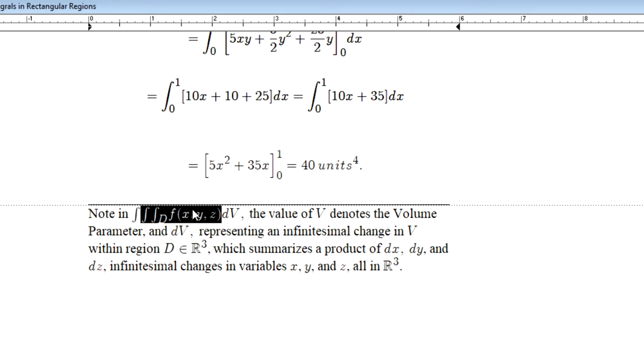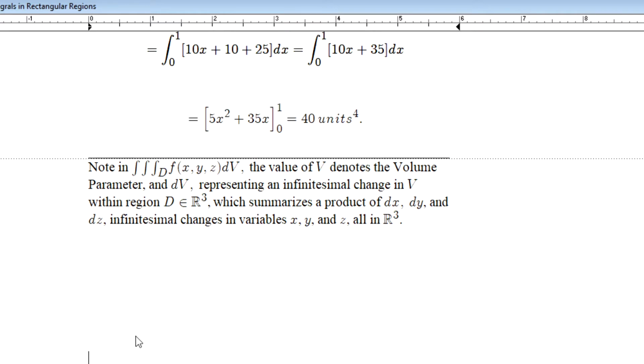And our integration can be generalized to an integration that happens over some solid with respect to the volume of that solid. And that's how we generalize triple integrations. There is another note I'll bring in here.